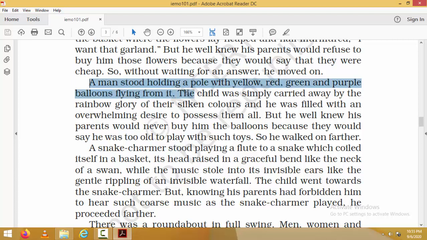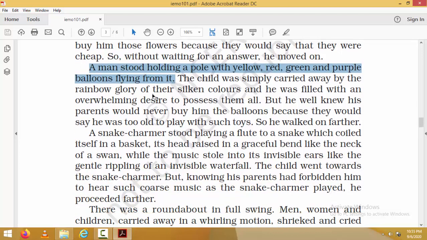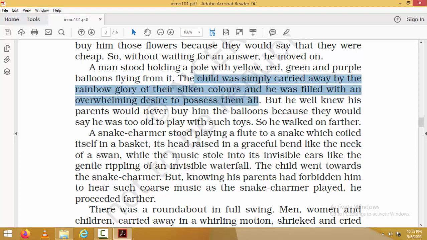Next, a man stood holding a pole with yellow, red, green and purple balloons flying from it. So the third experience: first the sweetmeat seller, second the flower seller, and third, balloons. The child was simply carried away by the rainbow glory of their silken colors, and he was filled with an overwhelming desire to possess them all. His desire was to buy all the balloons.